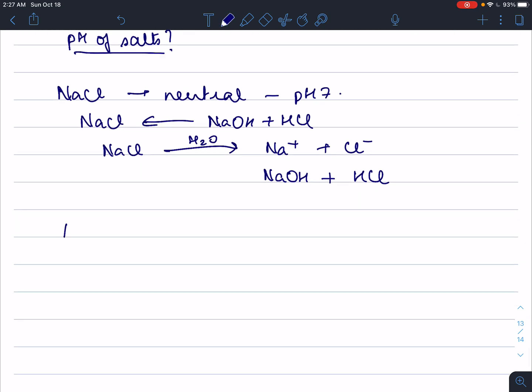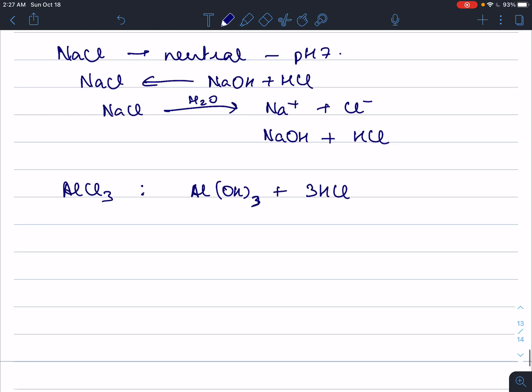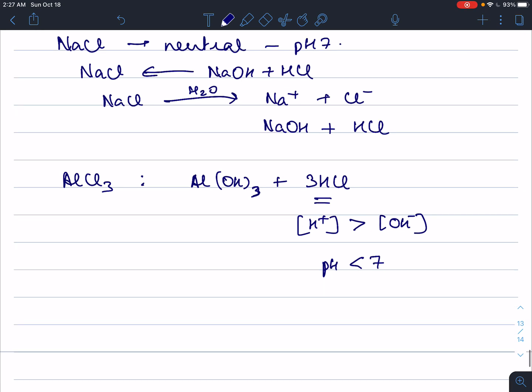But what about, say, AlCl3? Now we know AlCl3 comes from Al(OH)3, aluminum hydroxide, plus HCl, right? So when you dissolve aluminum chloride in water, think of these two compounds forming. Clearly, aluminum hydroxide is not a very strong electrolyte. It is not as strong as, say, sodium hydroxide. So the number of H plus ions are greater than the number of OH minus ions when you dissolve aluminum chloride in water. So obviously, if H plus is higher, pH is less than 7. So AlCl3 is acidic.